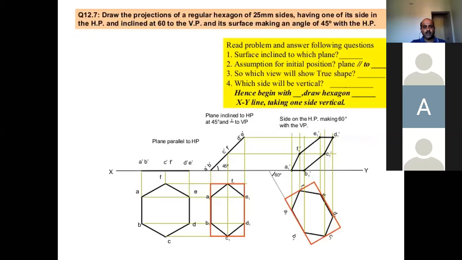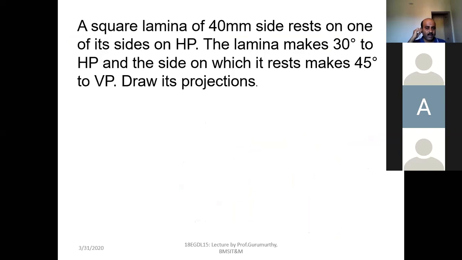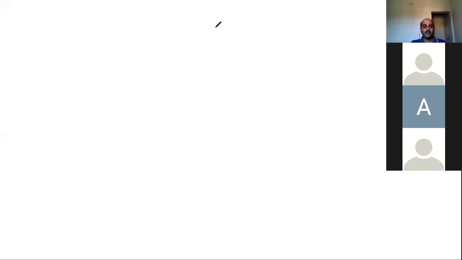I will take one simple problem. A square lamina of 40 millimeter side rests on one of its edges on HP. The lamina makes 30 degrees to HP and the side on which it rests makes 45 degrees to VP. Draw its projections. So this is the problem. How do we solve it? Let's work through it, so please observe here.